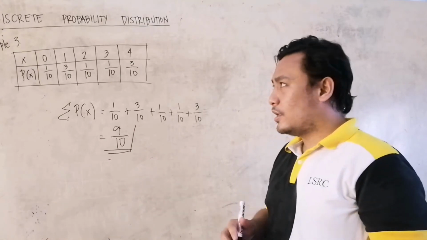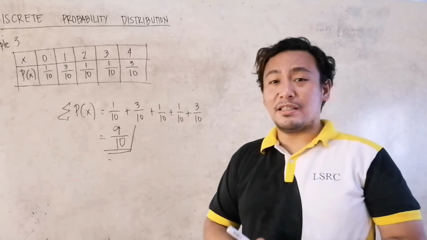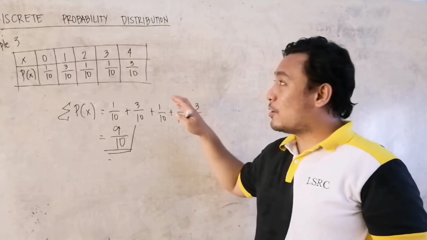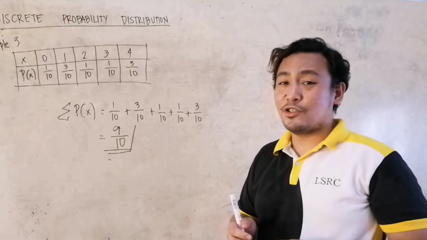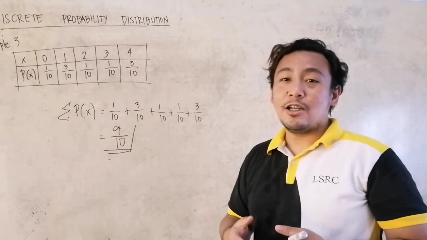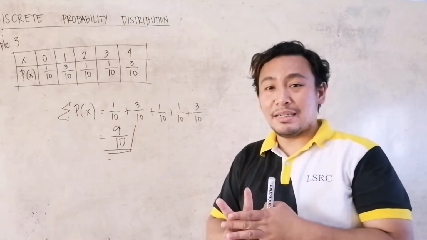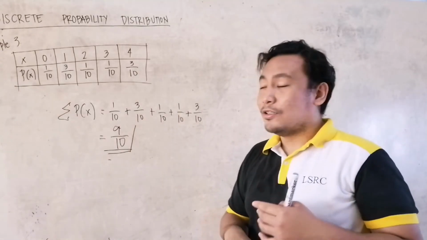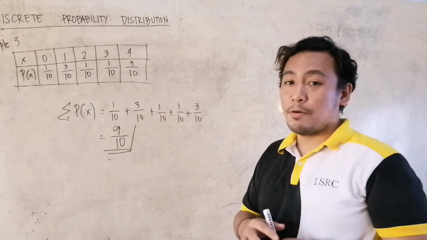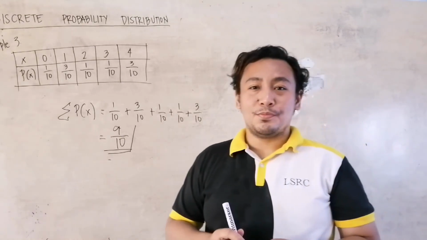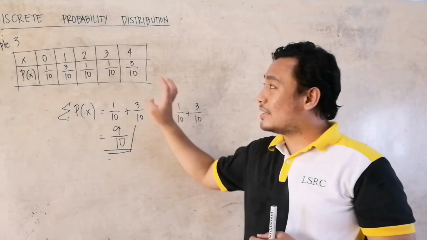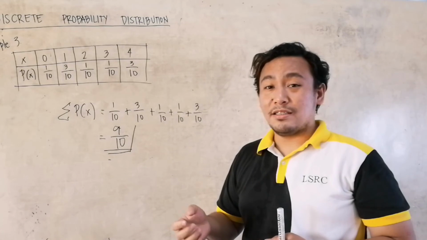9 over 10 is not equal to 1. Therefore, can we consider this as a discrete probability distribution? Very good. Hindi siya pwede ma-consider as discrete probability distribution kahit na sabihin natin na nasatisfy yung first property. Again, kailangan masatisfy yung dalawang property. Kailangan dalawa. Hindi pwedeng isa lang. So, since hindi nasatisfy yung second property, then this is not a discrete probability distribution. So, yun lang. Di ba madali lang para malaman natin if the given distribution is a discrete probability distribution.